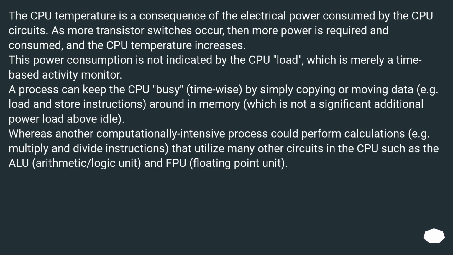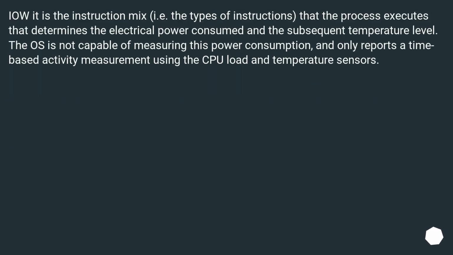Whereas another computationally intensive process could perform calculations, for example multiply and divide instructions, that utilize many other circuits in the CPU such as the ALU, arithmetic/logic unit, and FPU, floating point unit. It is the instruction mix, i.e. the types of instructions that the process executes, that determines the electrical power consumed and the subsequent temperature level. The OS is not capable of measuring this power consumption, and only reports a time-based activity measurement using the CPU load and temperature sensors.